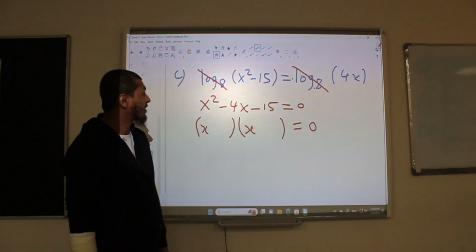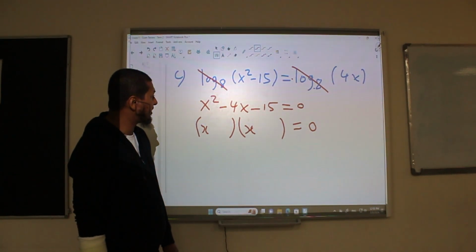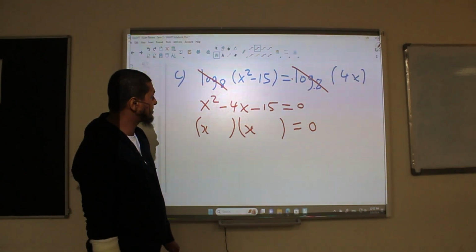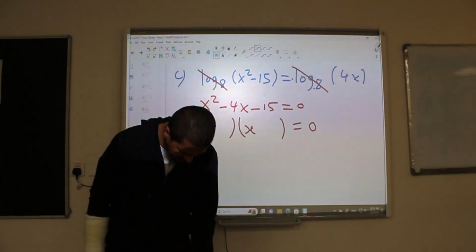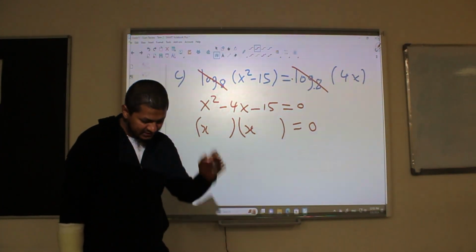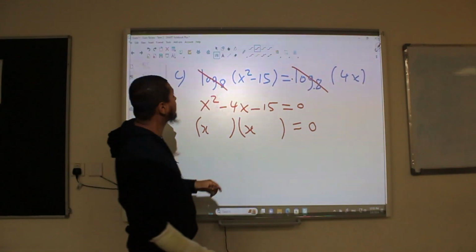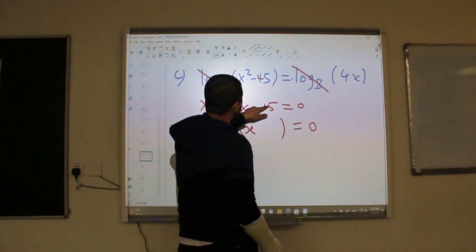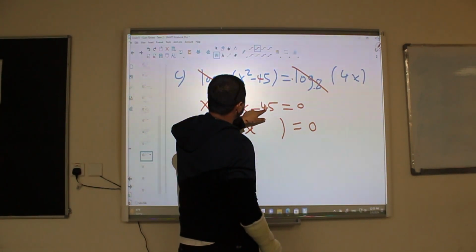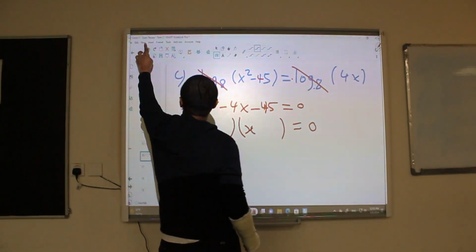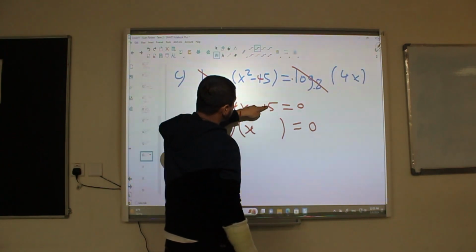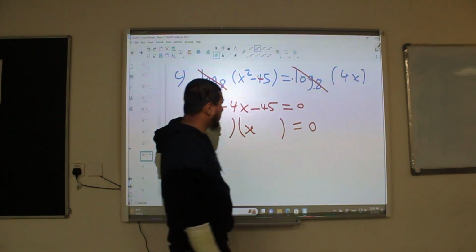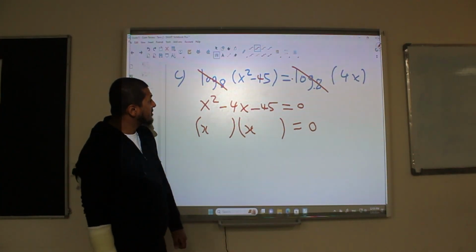So 5 and 3. 5 times 3. Was it negative 15? Oh, it wasn't negative 15. That's the reason why it's not working out. It should be negative 45. Just a correction in your question. It should be negative 45. That's the reason I was checking why it wasn't working out.